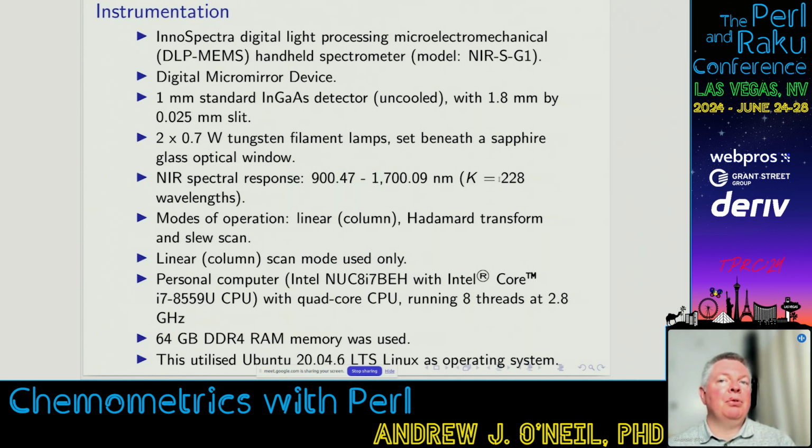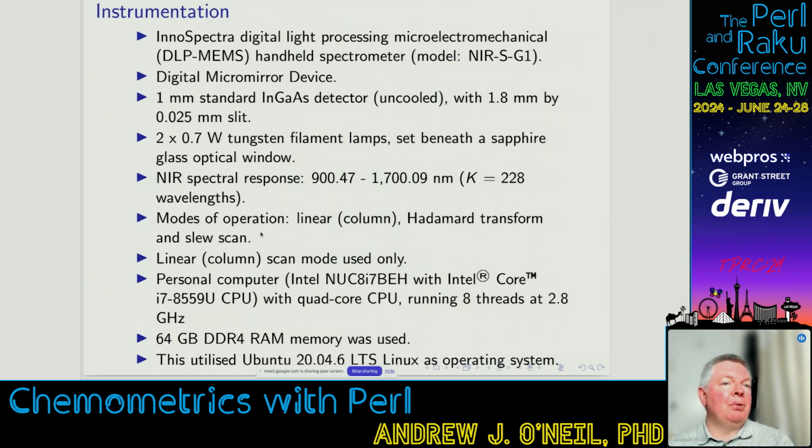So the optical resolution is quite good for such a small device, about the size of a desktop mouse. It's 228 wavelengths, and I think that's quite good. There are other handheld devices out there that have around 100 wavelengths. So this is quite a high resolution, I think.